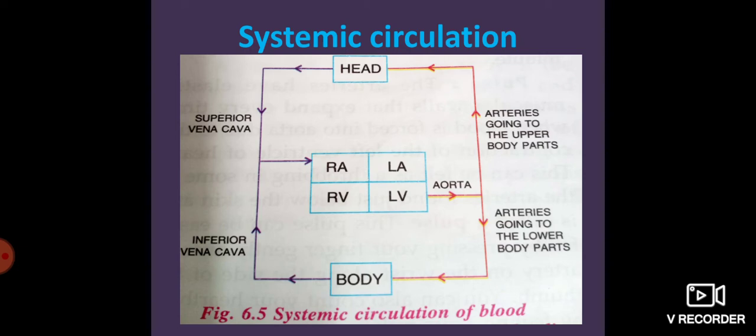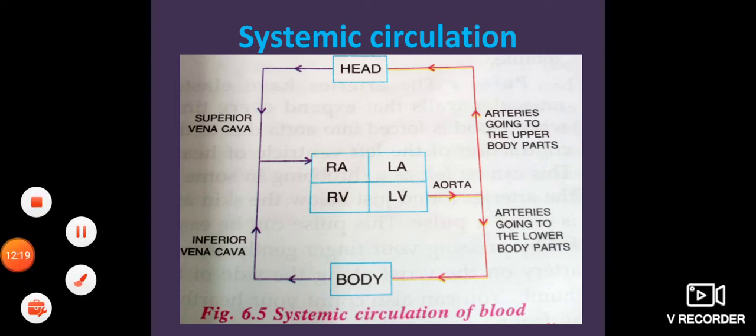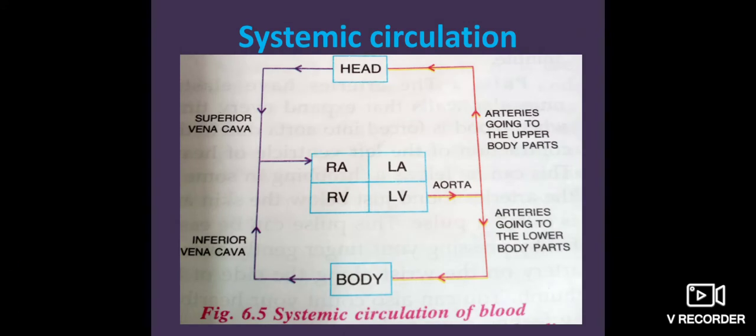So in systemic circulation, what happens? Which are the organs involved in systemic circulation? The organs involved are those in the circulation between the heart and the entire body, the heart and the entire body except the lungs. So that is systemic circulation. Systemic circulation transfers blood between the heart and the entire body. Okay, clear?